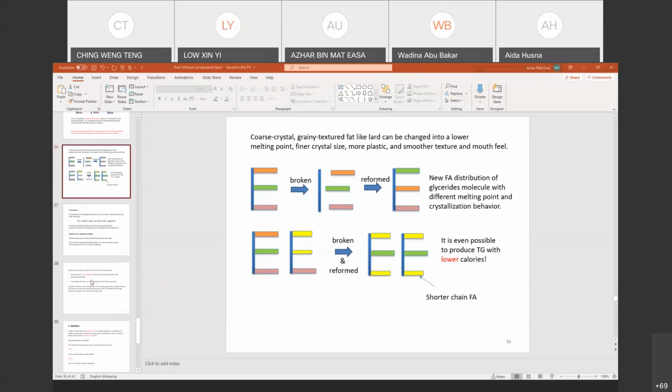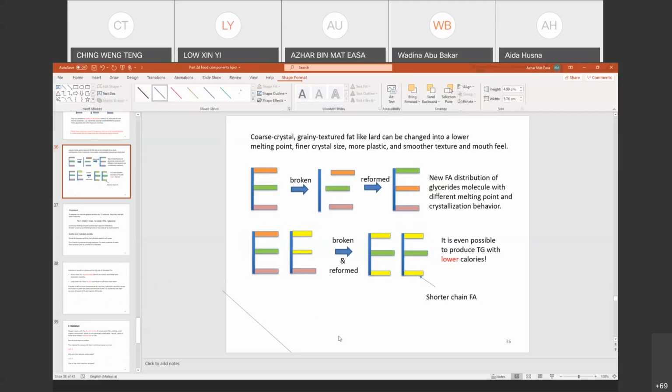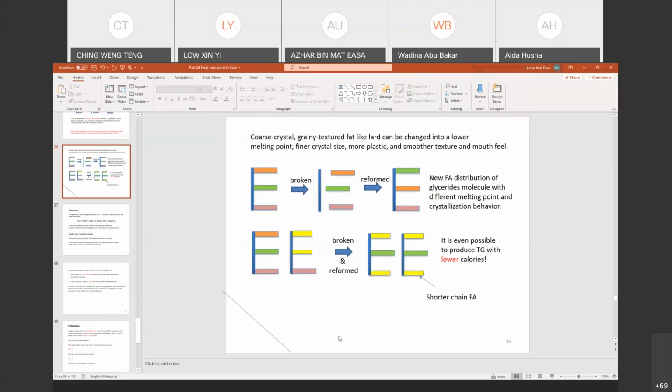Okay. It's 10:42. I don't want to go further. Hopefully you get the point today. What fat is all about. It is a very important component, especially for food processing and manufacturing.